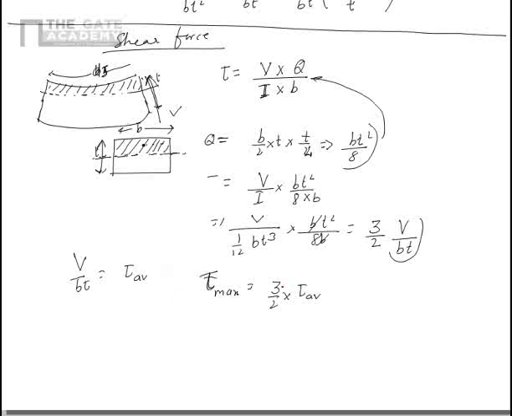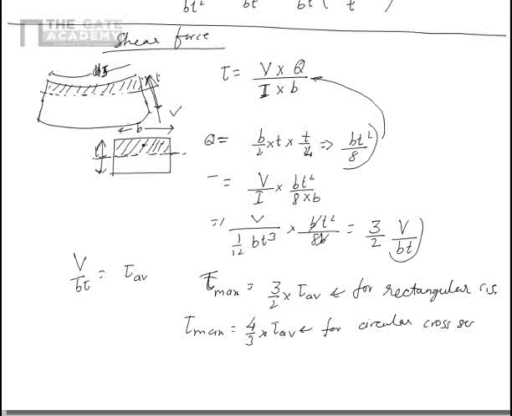Now for rectangular cross section, now if we write the same thing for circular cross section, it becomes 4 upon 3 into tau average. This is for circular cross section. The variation of shear stress is also a very important phenomenon, and let's see how the shear stress varies over the cross section.